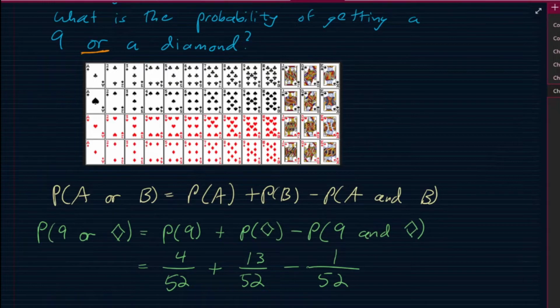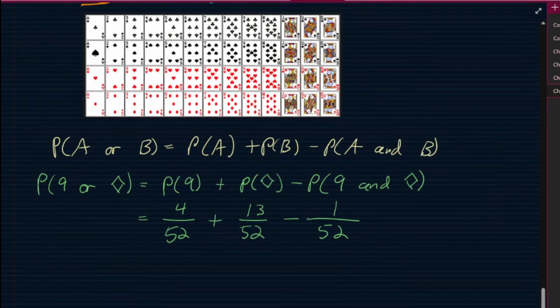When we do this addition, let's see, 17 minus 1 gives us 16 out of 52. And that would be our answer. What's that reduced to? 8 over 26, 4 over 13. That would be the probability as a fraction, which is fine. You can leave it as a fraction or put it as a decimal or a percentage, I guess.